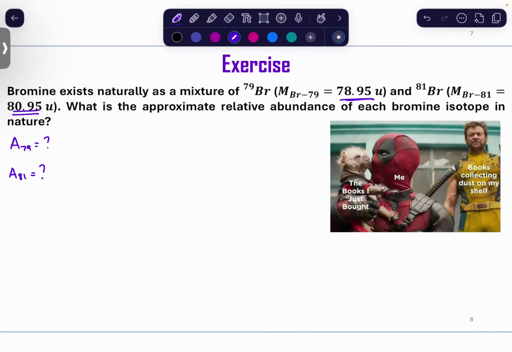That's what we're trying to figure out. So what do I know? The mass of bromine 79 is going to be 78.95 U. The mass of bromine 81 is going to be 80.95 U. And if I look at the periodic table, I'll see that the average mass of bromine is 79.90 U.